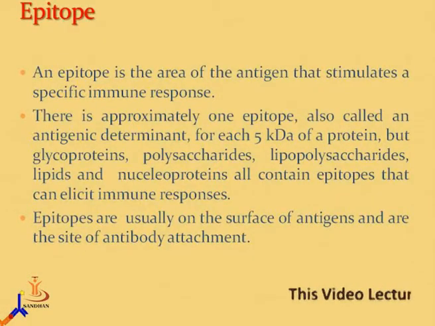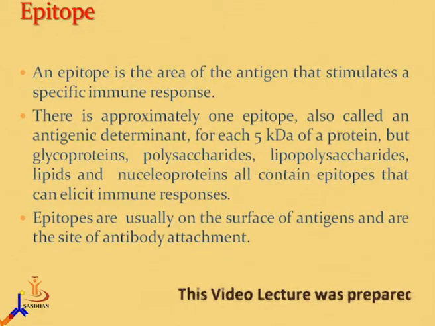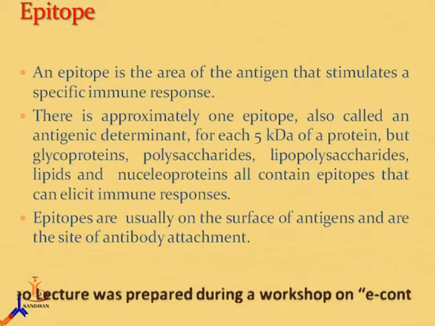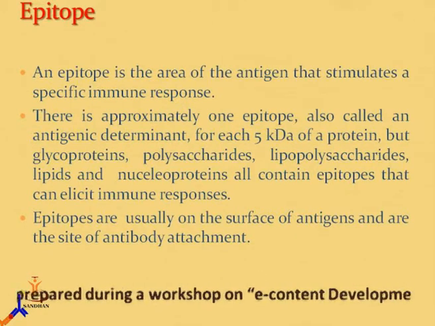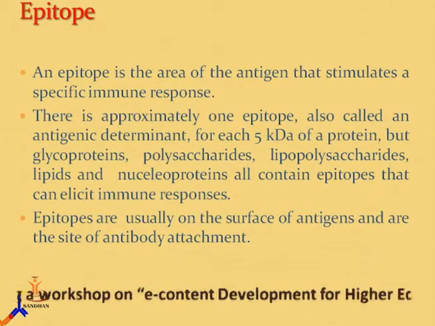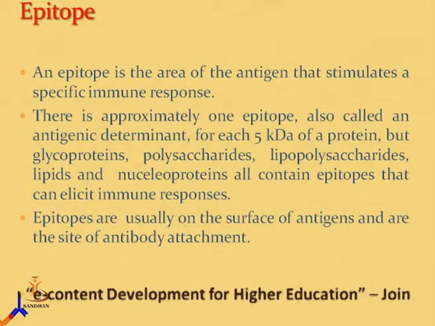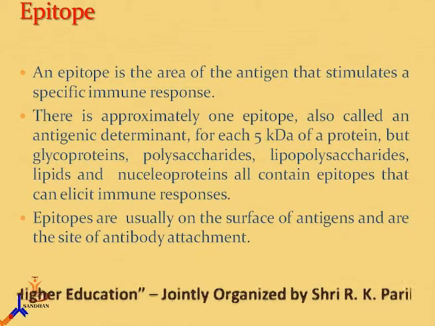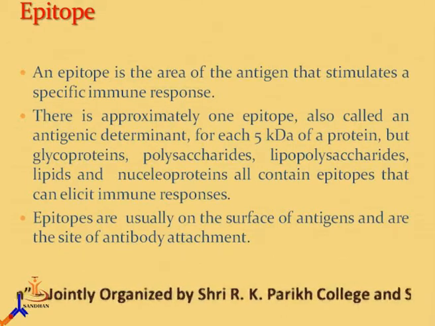Before understanding ELISA, we need to understand the epitope. An epitope is the area of the antigen that stimulates the specific immune response. There is approximately one epitope, also called an antigenic determinant site, that elicits the immune response. Epitopes are usually on the surface of the antigen and are the site of antibody attachment.